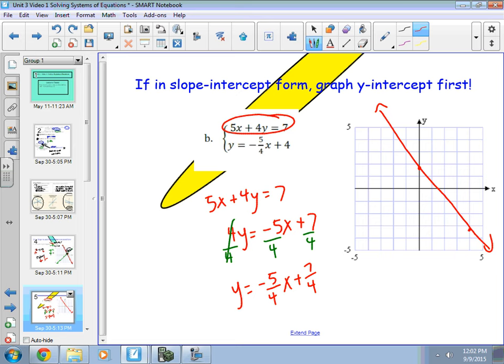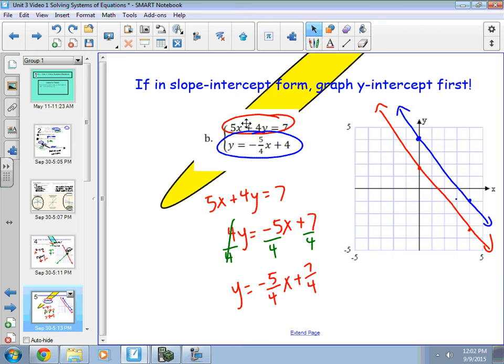Okay, let's graph the second line. This one already is in slope-intercept form. There's no need to solve anything here. Start at 4: 1, 2, 3, 4 is right there, and our slope is negative 5/4. Down 5, over 4. Okay, connect those. And hopefully you notice something about these two slopes.